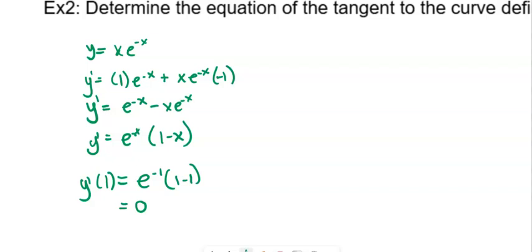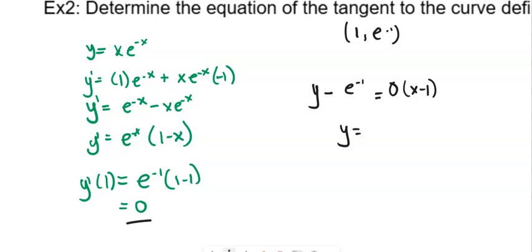And so now I'm going to write the equation of the line. I'm going to use y equals mx plus b. Actually, let's use point form. y minus the y value, which was e to the negative 1. So the point that I'm looking at is 1, e to the negative 1, equals my slope, which I just found is 0, times x minus 1. So the equation of the line is y equals e to the negative 1.